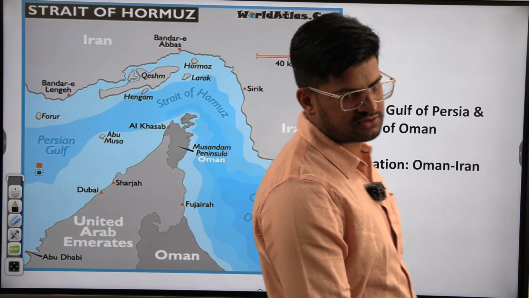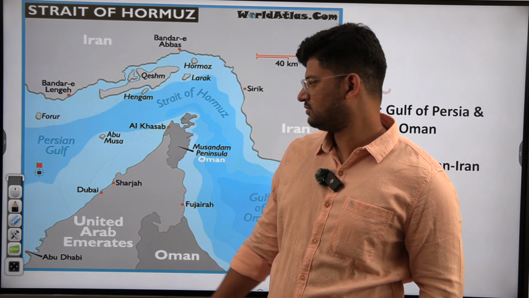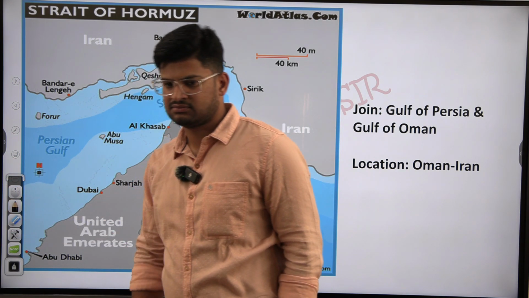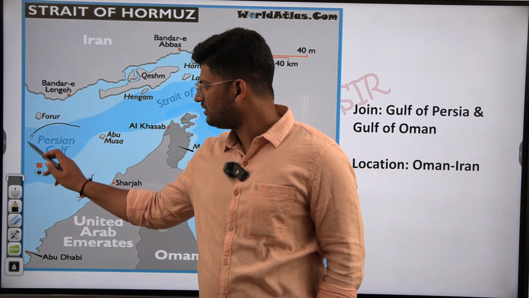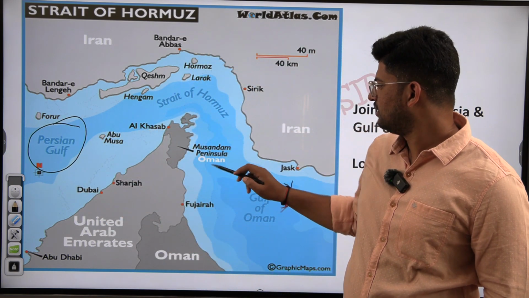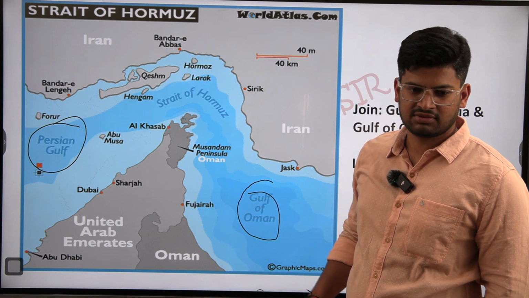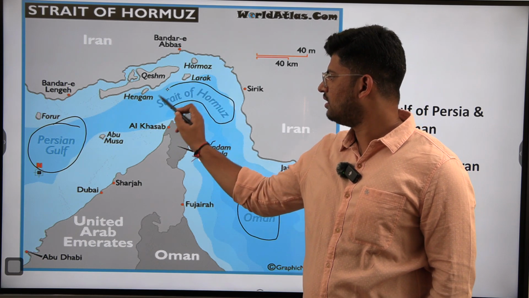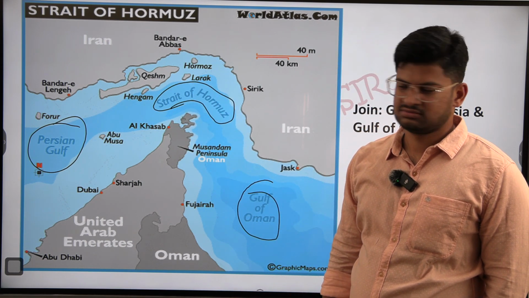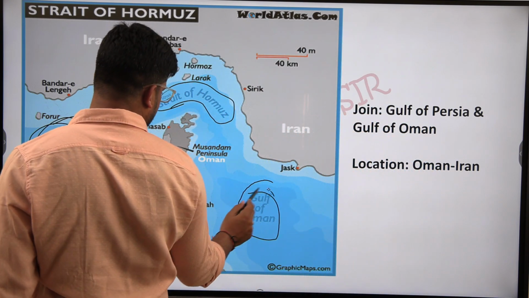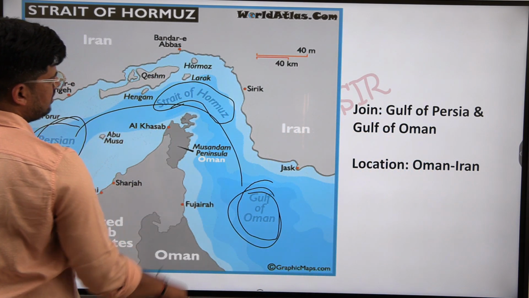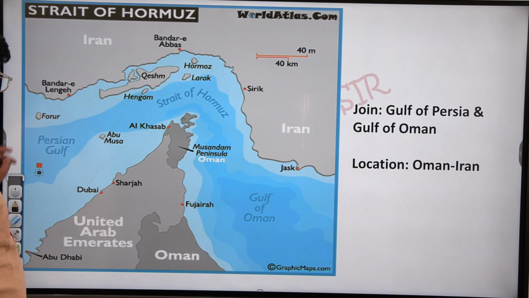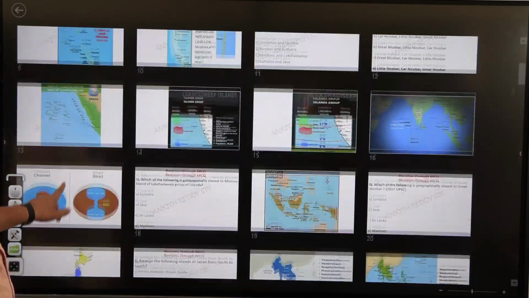Next, Strait of Hormuz. This is also a very strategic point. You know this is the Persian Gulf, right? Arabian Peninsula. This is the Gulf of Oman. So the Persian Gulf and Gulf of Oman are connected by the Strait of Hormuz. There is an island called Hormuz, so it is named after that. If you look at it in the world map, you can get the clarity.